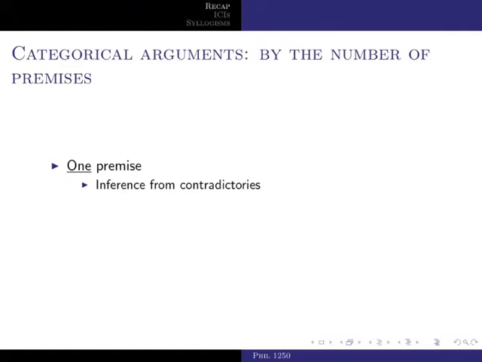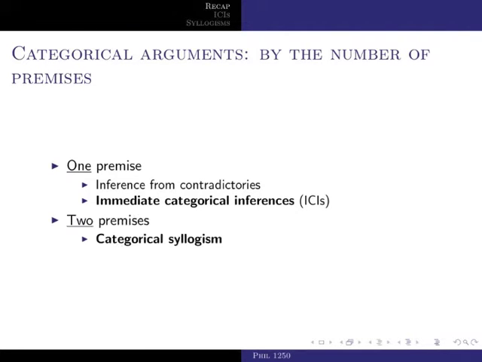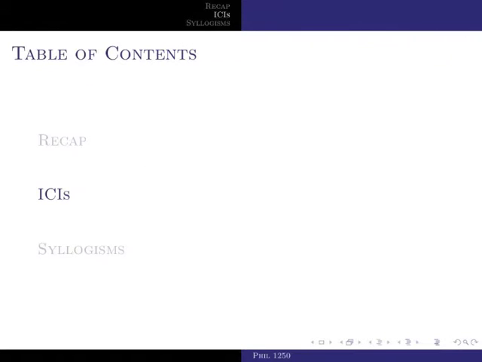One of them is inference from contradictories. The other one is immediate categorical inferences, or ICIs. The other group is formed by categorical syllogisms, which are formed by two premises. So here we're going to focus on immediate categorical inferences and on categorical syllogisms.